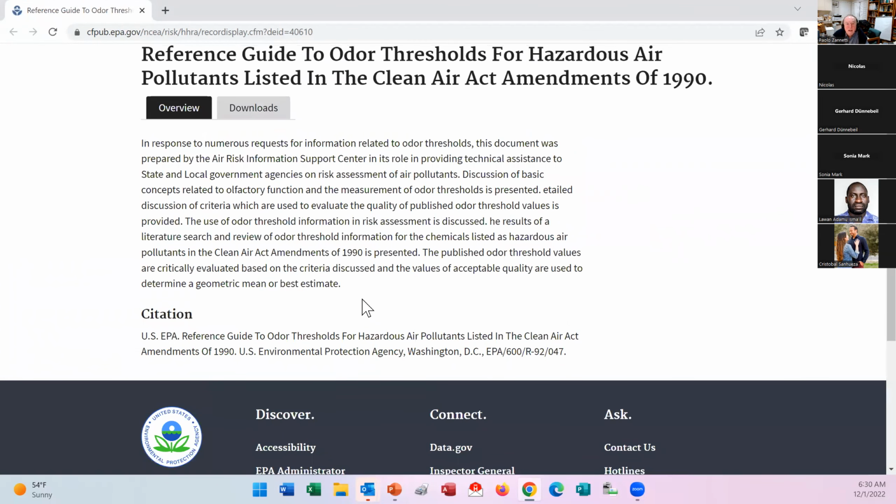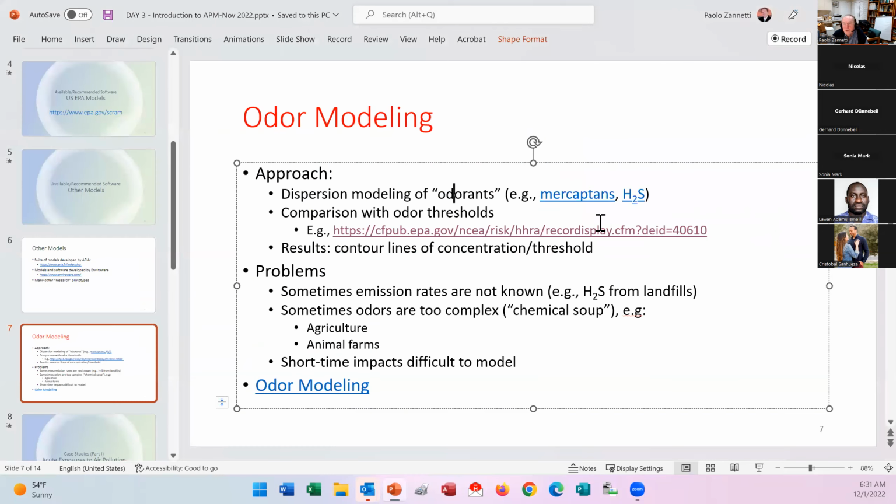There are several publications with reference guides to odor thresholds, and you find all sorts of values. For example, for H2S, you find studies with 5 orders of magnitude difference between odor thresholds at different locations and for different people. So you have to be careful.